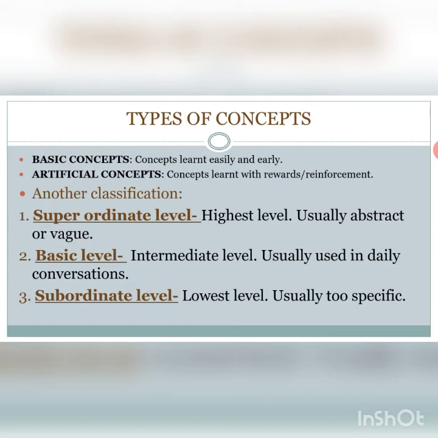Then we have the basic level, which is also known as the intermediate level, and it is usually used in daily conversation. So most of us use the basic level or the intermediate level of concepts in our daily conversations. We also have the subordinate level, and this is the lowest level of concept, and it is usually too specific.